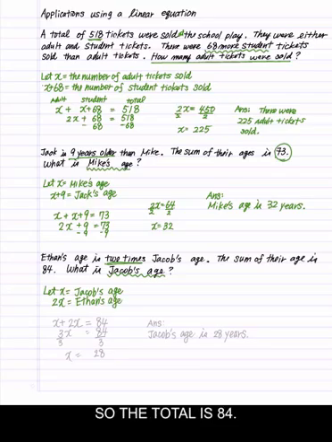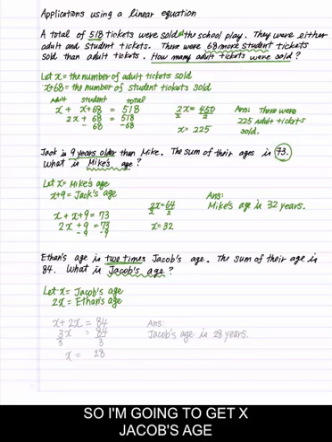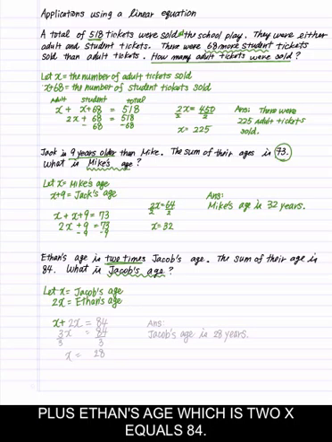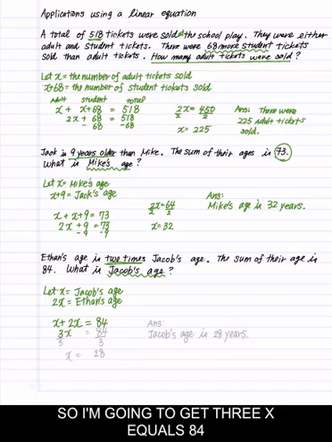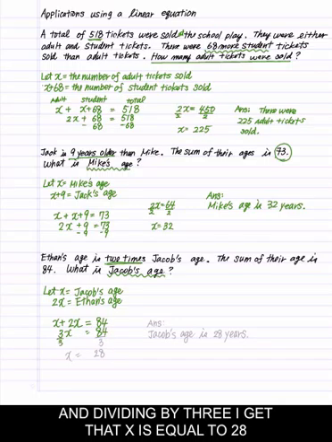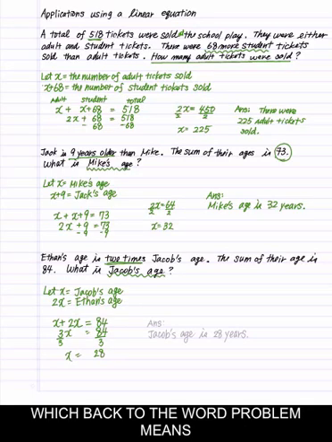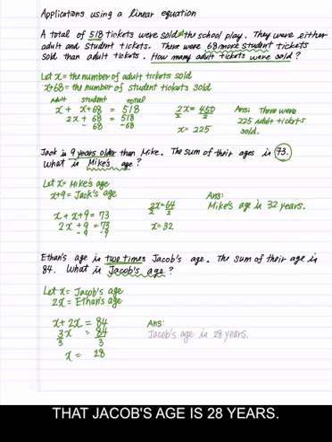So the total is 84. So I'm going to get x, Jacob's age, plus Ethan's age, which is 2x, equals 84. And this is my total here, so I'm going to get 3x equals 84. And dividing by 3, I get that x is equal to 28. Which, back to the word problem, means that Jacob's age is 28 years.